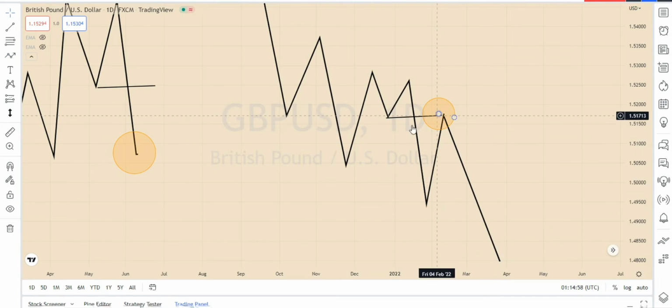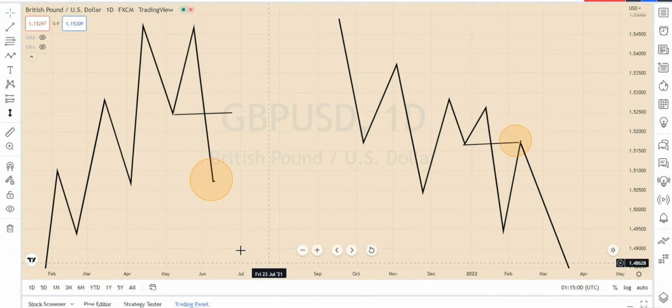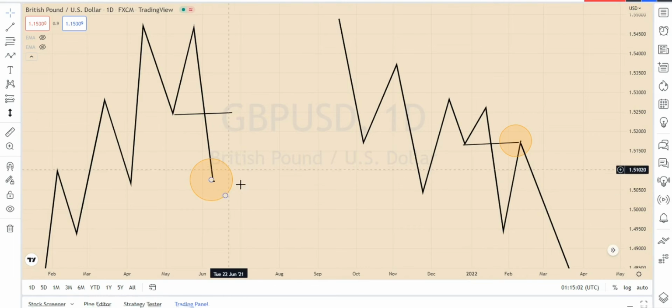So whilst in a bullish condition, your point of interest is the low of the M. In a bearish condition, your point of interest is the neck of the M. So take note of these two areas. This is how you trade an M formation in a bullish market and in a bearish market.